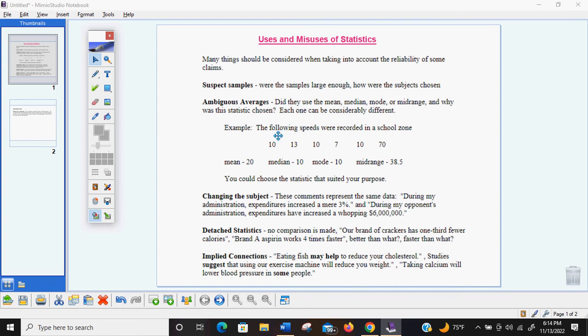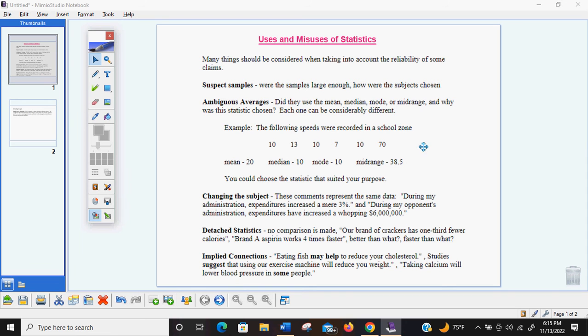Another thing is ambiguous averages. Did they use the mean, median, mode, or mid-range? And why was that chosen? Because they are all very different. They can call them all averages. The measures of central tendency can all be called averages, but they're very different. So here's just an example.